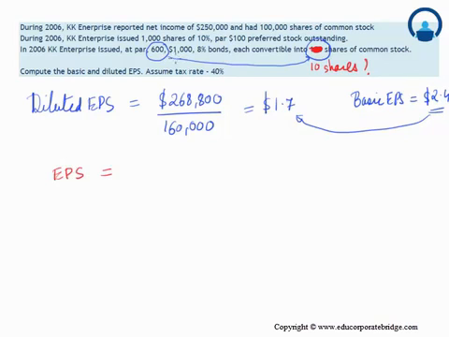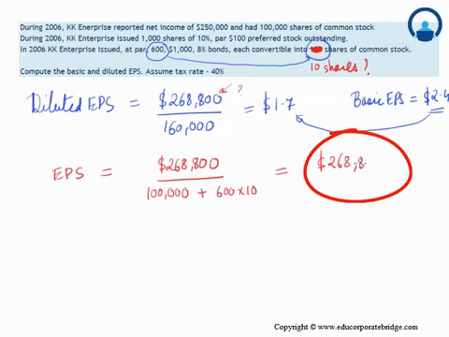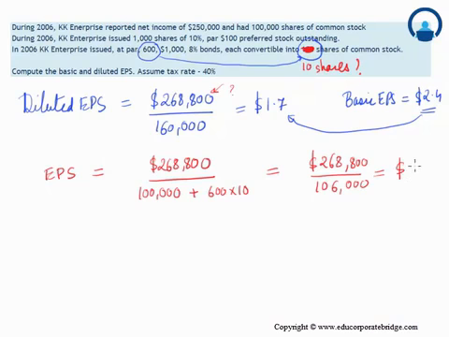Because of these 600 bonds now being converted into 10 shares each, will there be any change in the numerator? There will be no change in the numerator. What about the denominator? The denominator will contain the original common stocks, that is 100,000, plus your 600 bonds multiplied by 10. The numerator is $268,800 divided by your denominator, which would be 106,000. So your EPS comes out to be $2.54. I have done that calculation already, so you can use this calculator to calculate this EPS.